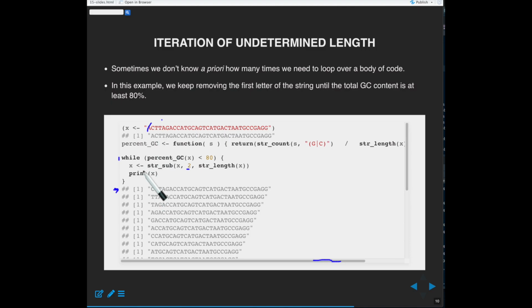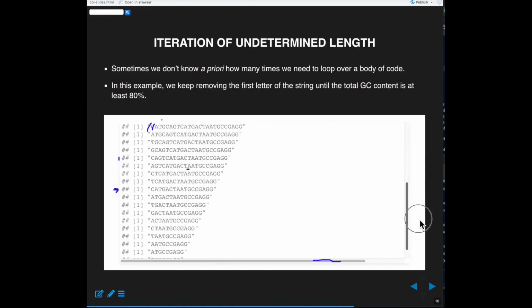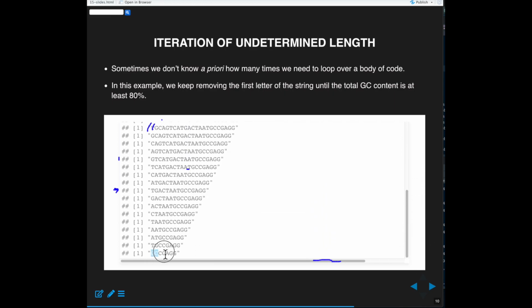CTT. Now it goes back to the beginning, okay, and it checks this condition again. And obviously it's not above 80%, because it comes in and cuts off this C, all right? And now we're at TTT, right? And it's going to keep going back, and it's going to iterate through this loop, this body of code, each time removing one character, until eventually I get down to here at the very end, where you can see that there are just 7 nucleotides, one of which is A, all right?